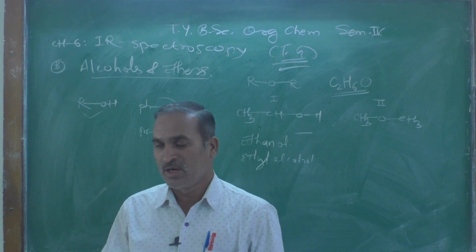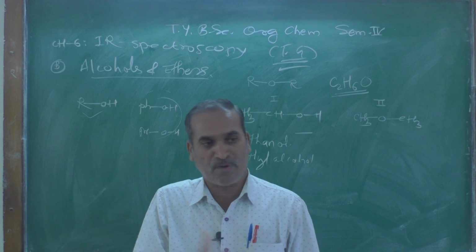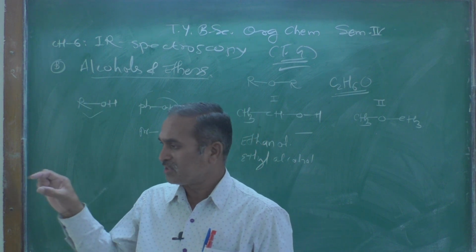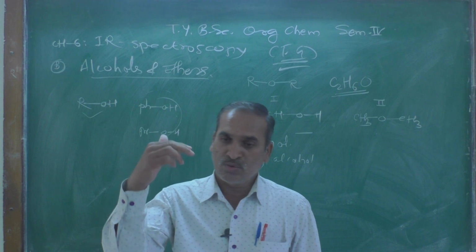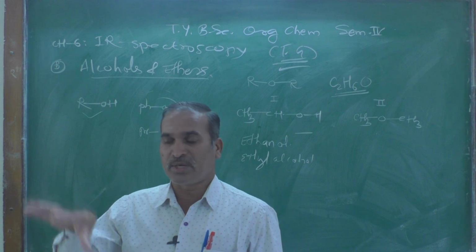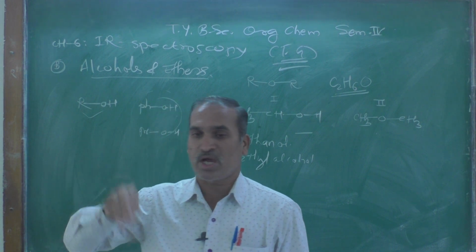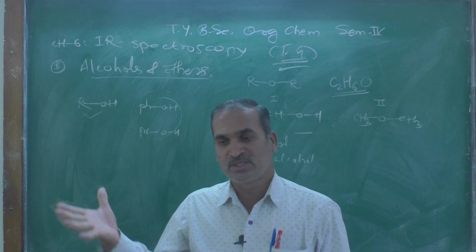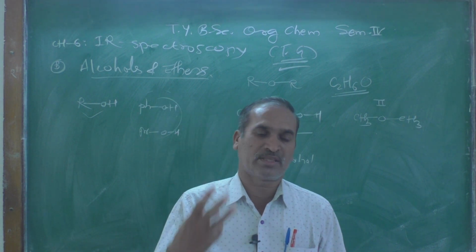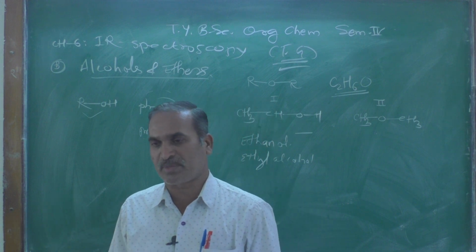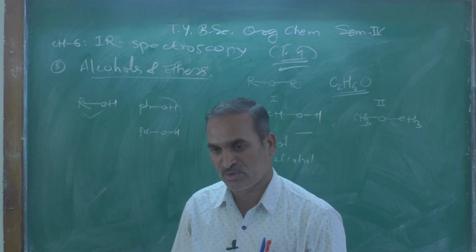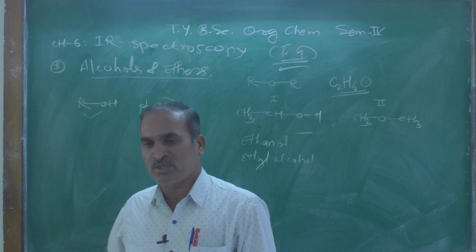to 3600 per centimeter. A strong and broad signal is obtained. Sometimes it is free, sometimes it is sharp, sometimes that band appears broad. And why does it sometimes appear sharp and sometimes broad? It depends upon hydrogen bonding, because hydrogen has the ability to form hydrogen bonds, and generally we know that there are two kinds of hydrogen bonding. One is intermolecular hydrogen bonding and the other one is intramolecular hydrogen bonding. Intermolecular hydrogen bonding means what?